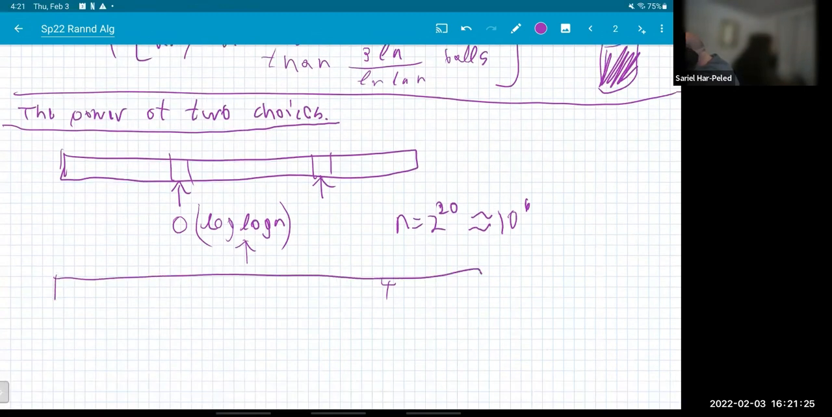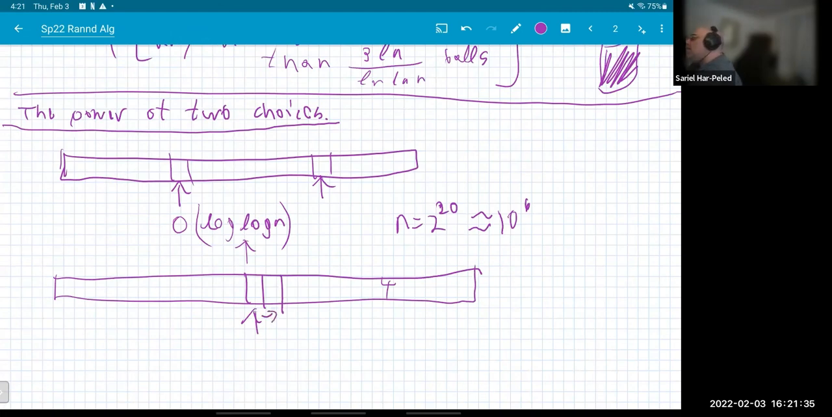It turns out that the following process is enough. You choose a location, and then you look at the location just to its right. You look at the bin, and you look at the bin to its right, and you put the ball in the bin that has the smaller number of balls. If they have the same number of balls, you put it in one of them arbitrarily. It doesn't matter. So here you don't even use more randomness.